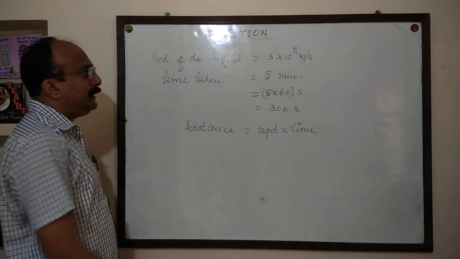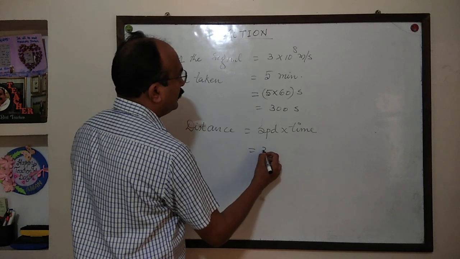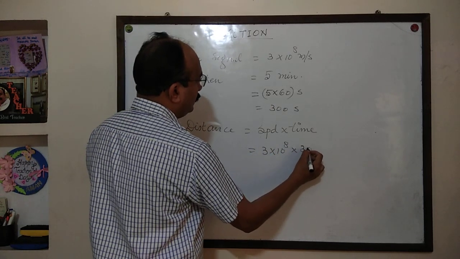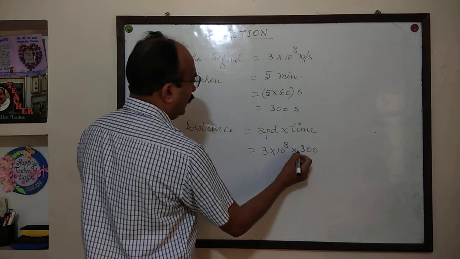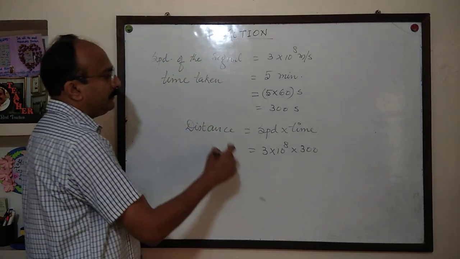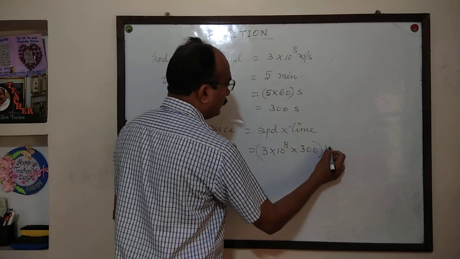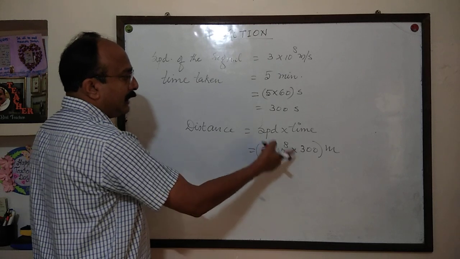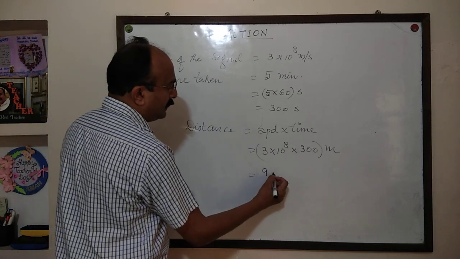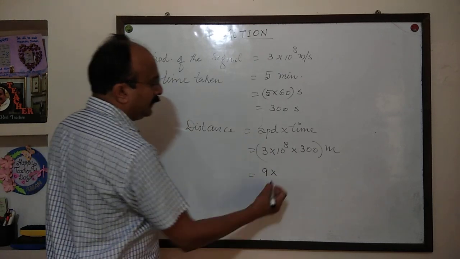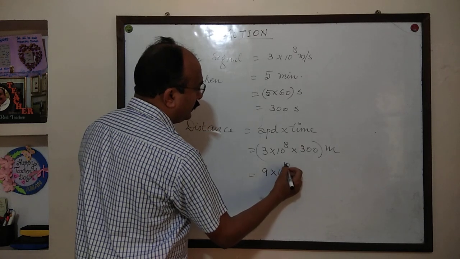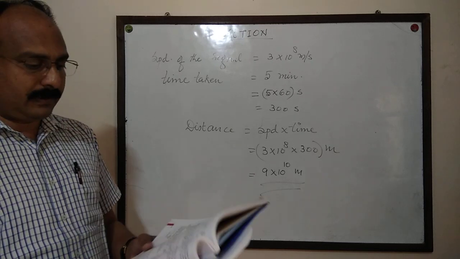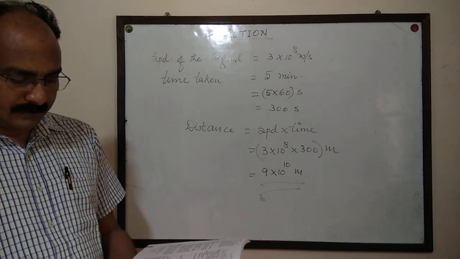Distance is equal to speed into time. So 3 into 10 raised to 8 into 300, and we know that the SI unit of distance is meter. So it is 3 into 300, 900. 900 into 10 raised to 8. In standard form it will be 9 into 10 raised to 10 meter. This is the distance travelled by this signal.